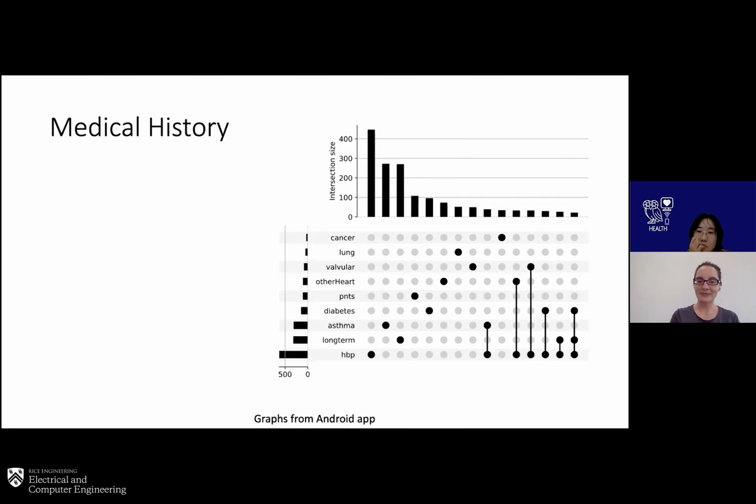So the graph shows that the most common medical history, not symptoms, but clinical data, was high blood pressure. Two dots linked, like in one of the bottom parts of the graph, indicates that that group of users had asthma and high blood pressure. That's the first one you see there. And up you see the quantity of users in this group. So we have history about these users.